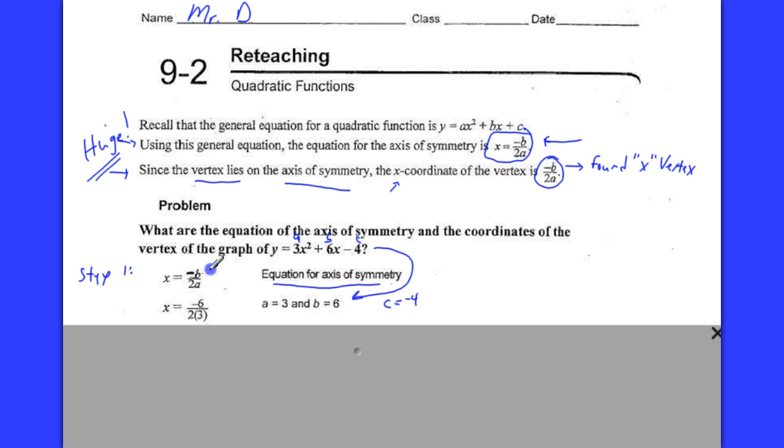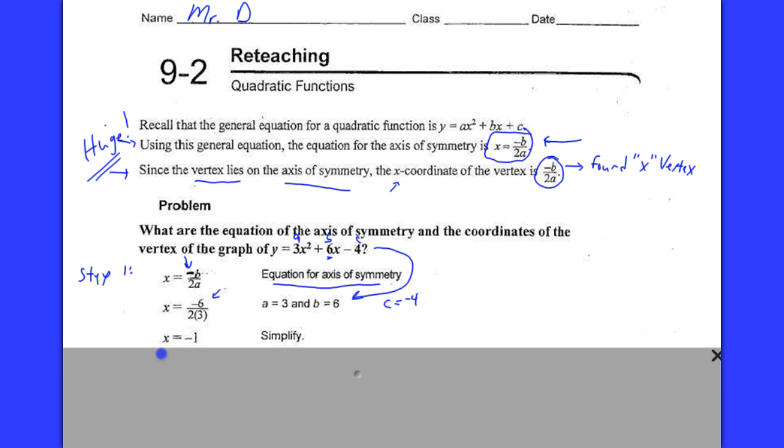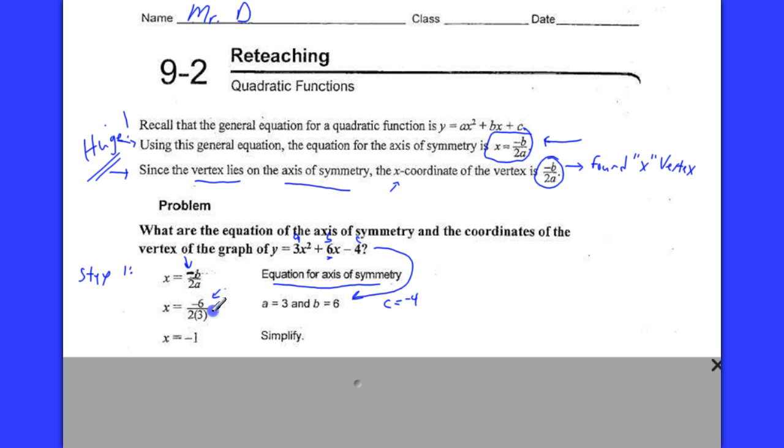So they took this equation, they took the b is 6, okay, so they put negative 6 right there because it's always the opposite of b. And then you divide it by 2 times the value of a. So a was 3, so that's where this came from. And then you just do the math because that works out to be negative 6 divided by 6, and that's where this negative 1 came from. So what you've just found here is you have found the x value of the vertex. So I know now that the x is negative 1.